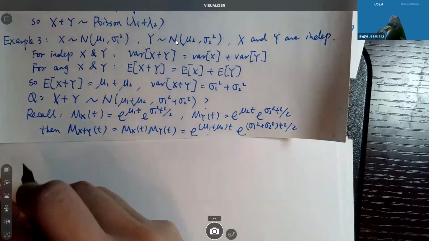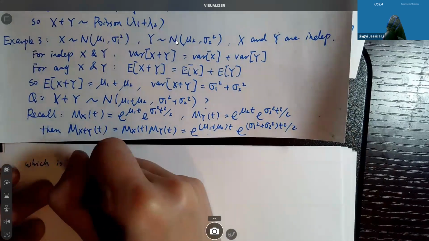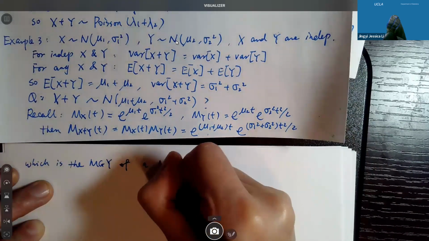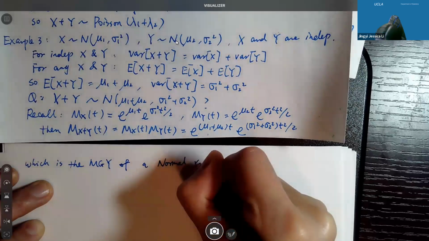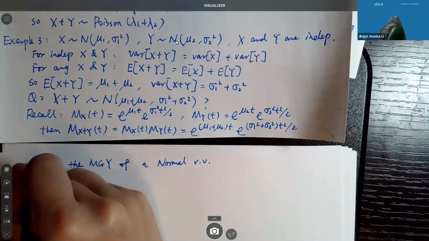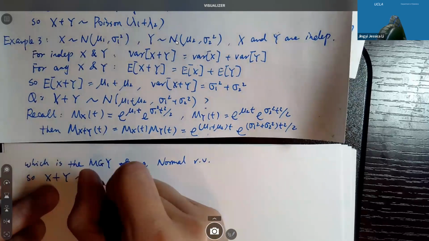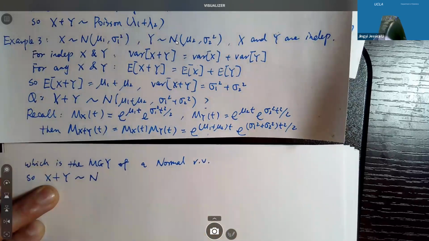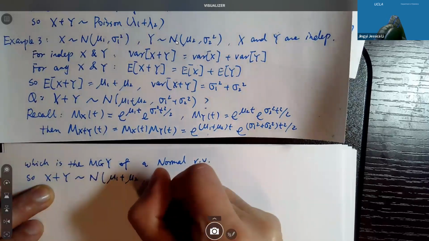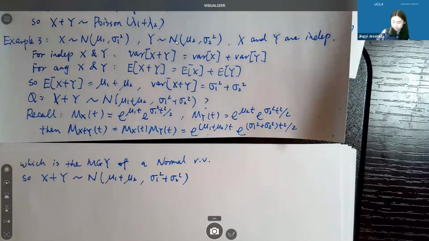So which is the MGF of a normal random variable. Okay, so we conclude that x plus y follows a normal distribution with mean mu1 plus mu2, variance sigma 1 squared plus sigma 2 squared. That's it.